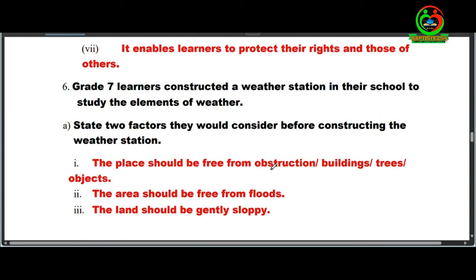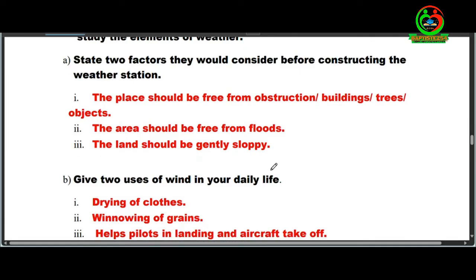The grade 7 learners constructed a weather station in their school to study the elements of weather. State 2 factors they would consider before constructing the weather station. 1, the place should be free from obstruction: buildings, trees, objects, and so on. The area should be free from floods. The land should be gently sloped.